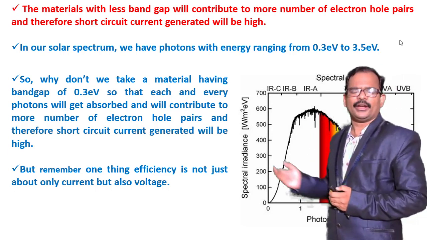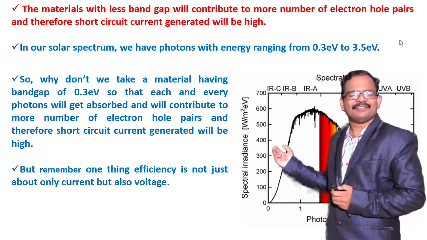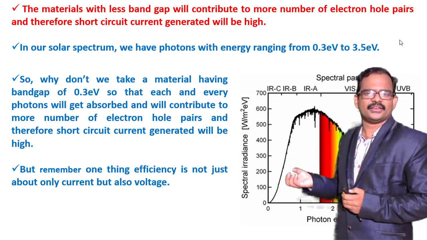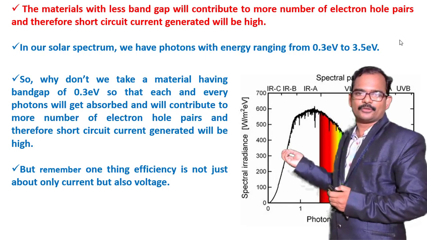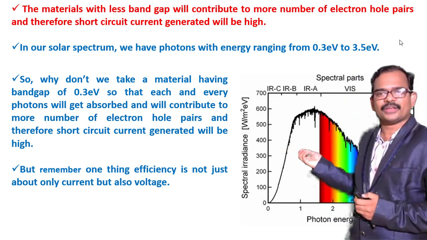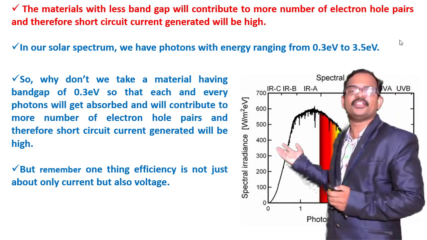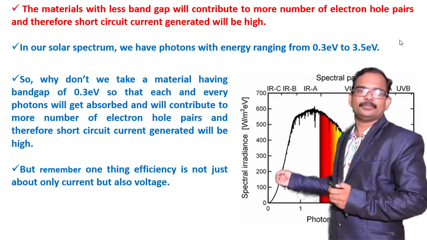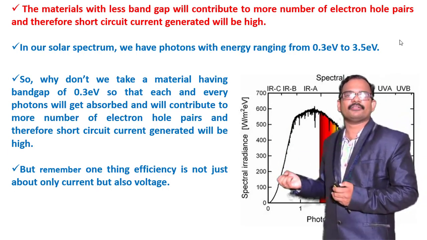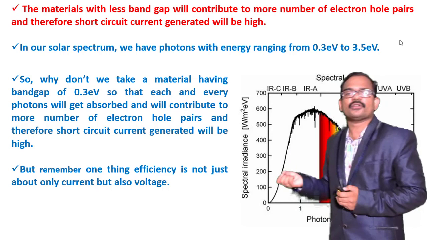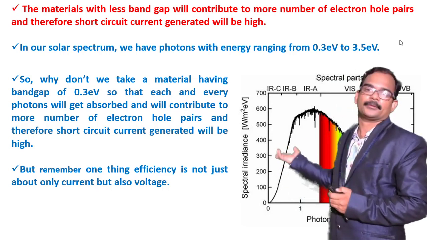It's a point, right? So why don't we take a material having a very small band gap of 0.3? If the minimum is 0.3 electron volts, and I take a material which has 0.3 electron volts, then all the radiation would be absorbed by this material. Why are we taking silicon, which has 1.12 electron volts, instead of a 0.3 electron volt material?